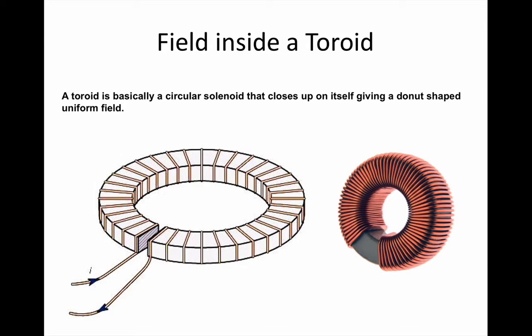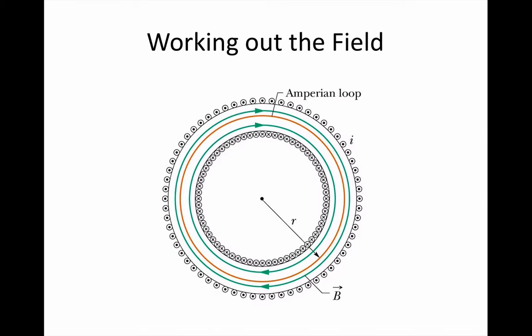Our final derivation will be for a toroid, which is a solenoid that is twisted into a circular shape. This shows it from the side. You can see the circles around the outside and the inside of the cross sections of the wires, so that the current is coming out of the page towards us on the outside and into the page away from us on the inside of the loops.